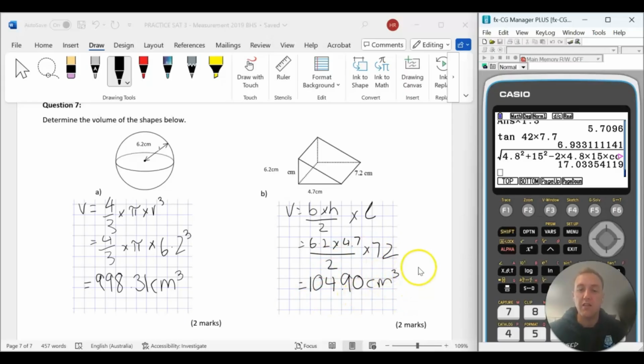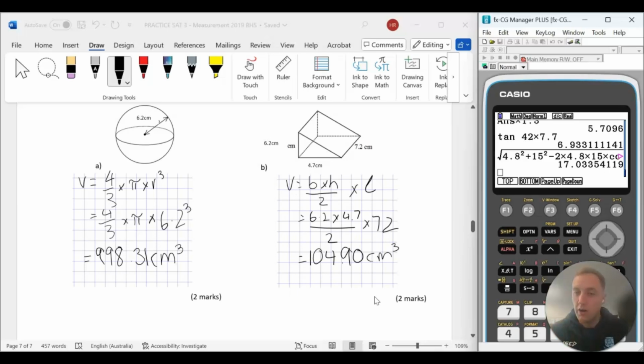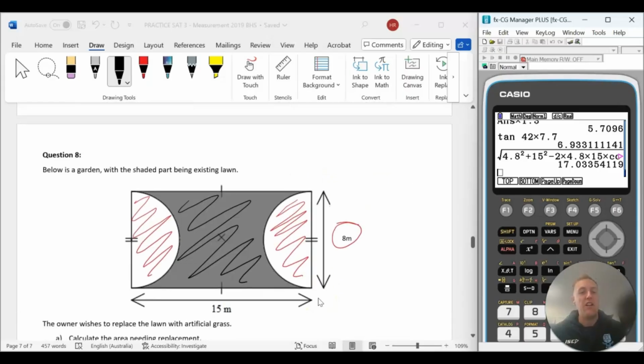Make sure we are putting it in centimeters cubed or meters cubed, whatever the unit is. Make sure you do it. If you don't, that will lose you a mark, and we do not want to lose marks here, people.